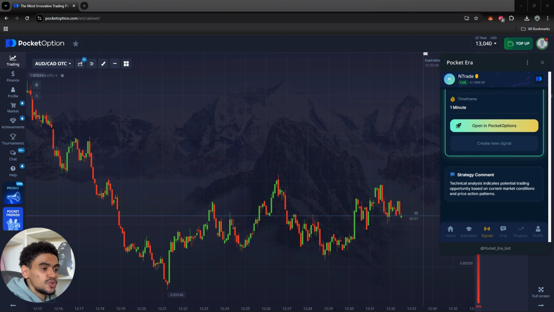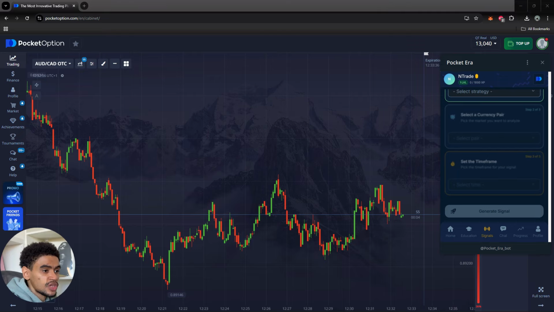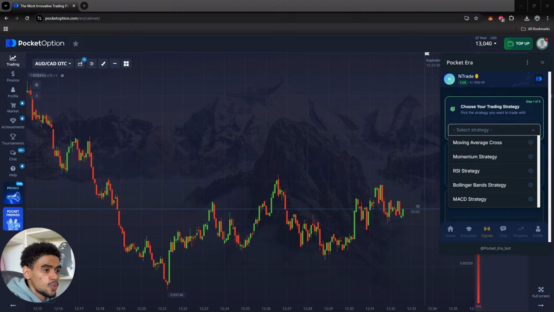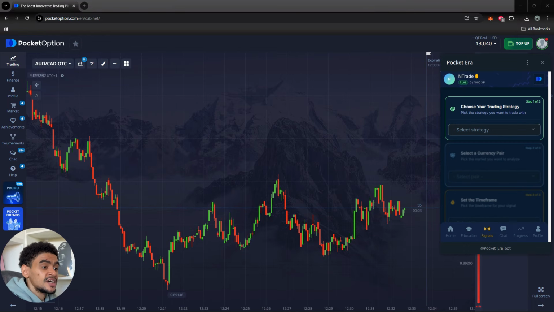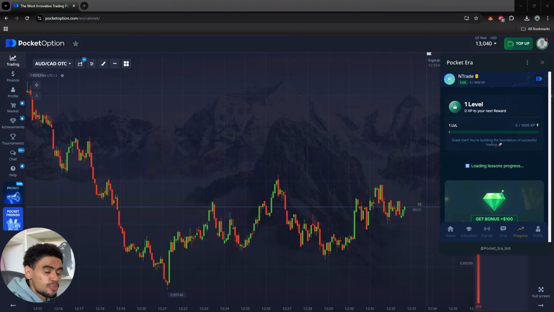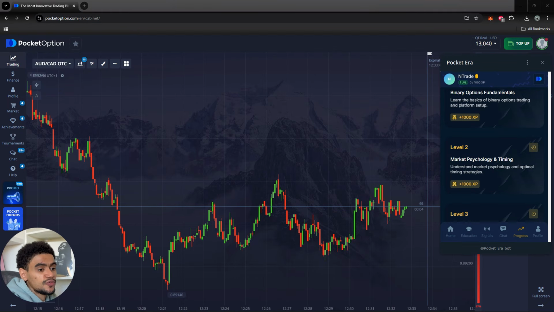Then on top of that, you have a robot in here which allows you to trade with one of the 10 strategies inside of this tool as well. And on top of that, you have progress tracker and 24/7 support. So like I said, this is a whole ecosystem in one tool. This is Pocket Era. It is directly tied to Pocket Options, so check it out. And now let's go and start trading with it.